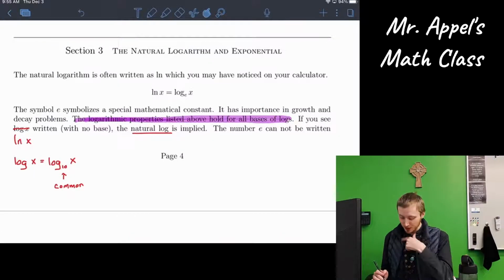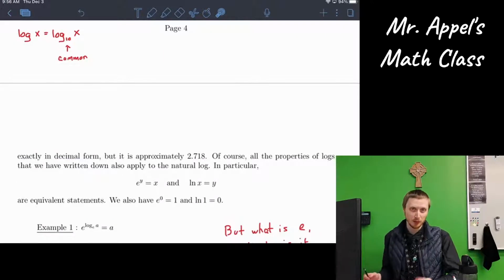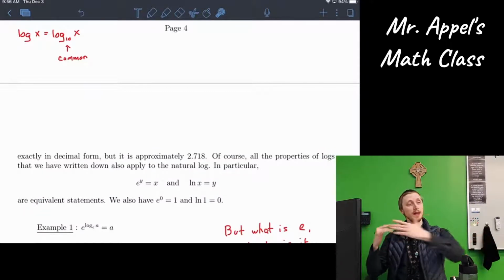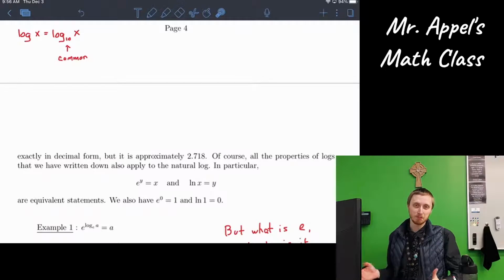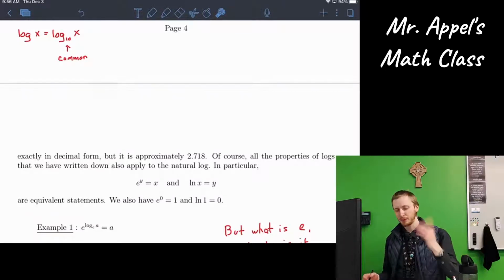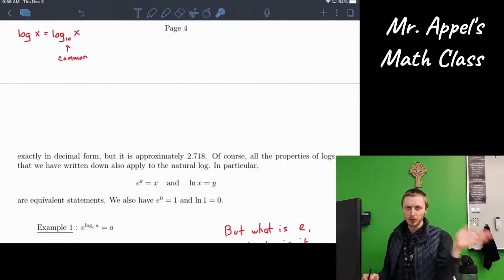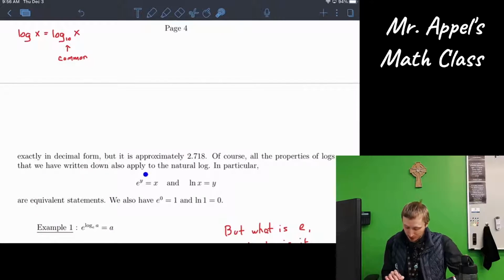Now, there's the thing with that number e. It cannot be written exactly in decimal form, just like pi. All of our approximations are merely that, approximations. You can go as many decimal places as you want, and you're still not quite perfectly there. But good enough for our purposes, 2.718. Think about that, just like pi, 3.14, let's go a little more, 3.14159. E, 2.718. Okay. Of course, all the properties of logs we have written down also apply to the natural log. I said that again. It's almost as if it's important.